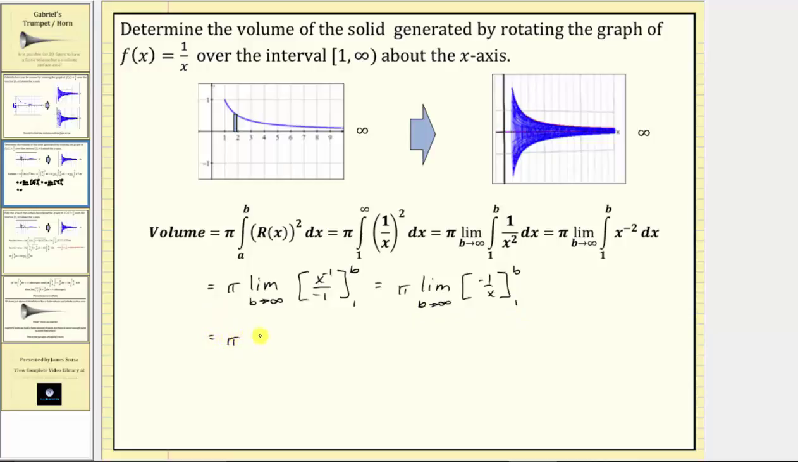The volume is equal to pi times the limit as b approaches infinity of negative 1 divided by b minus negative 1 divided by 1. And now to determine the limit, as b approaches infinity, notice negative 1 divided by b approaches 0. And here we just have minus negative 1, which simplifies to positive 1. And therefore the volume is equal to pi times 1, which equals pi. Now we know the volume is equal to pi cubic units.